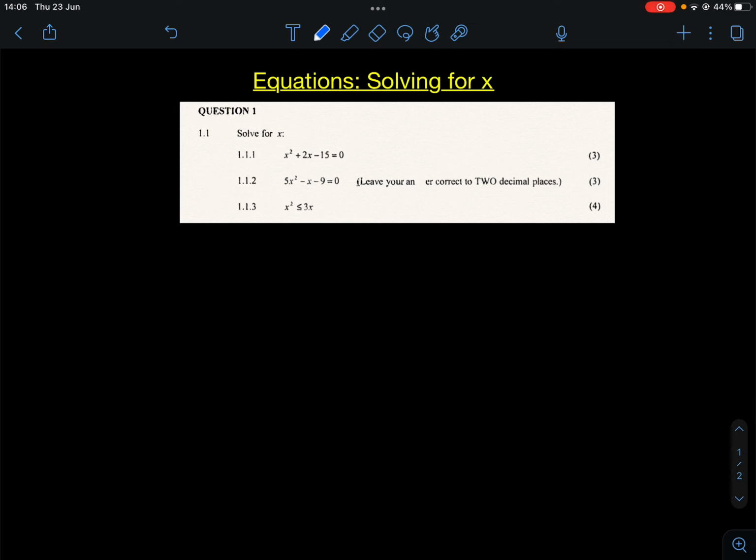So question 1, we're solving for x here. It says x squared plus 2x minus 15 equals 0. That's question 1.1.1. So we're going to solve this one through factorization. It's for 3 marks. It's a grade 12 question paper.